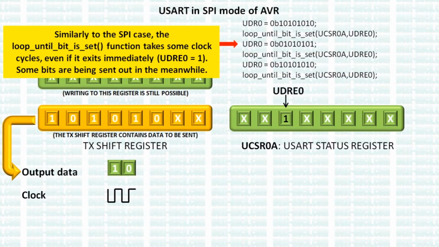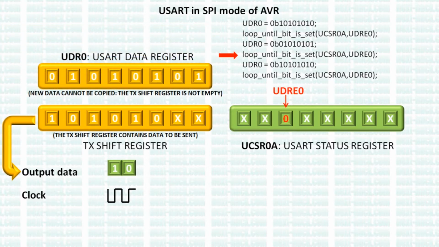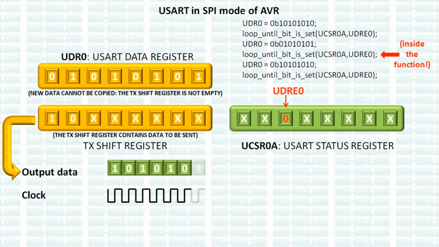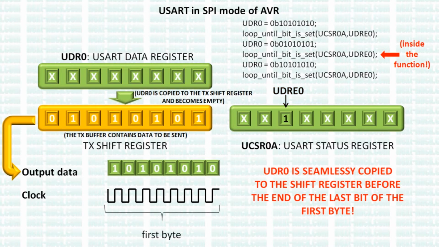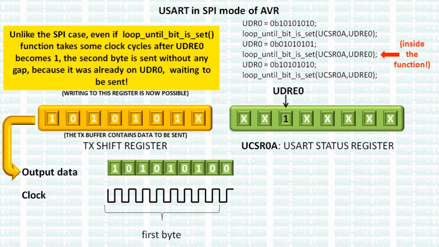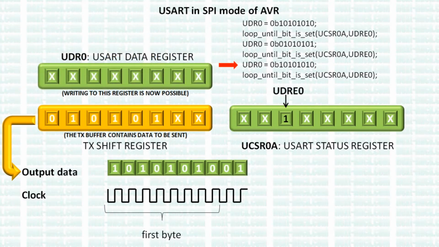Let's see what happens. The data is moved to the transmit register, but this time the shift register is full. Therefore, UDRE0 flag becomes 0, and from now on we must wait until the shift register has shifted out all of its bits. The shift register has now shifted all of the bits, but before the end of the last bit of the previous byte, some magic occurs. The USART automatically copies the UDR0 to the transmit shift register. In this way, in the next clock cycle, we are ready to send other data, without gap.